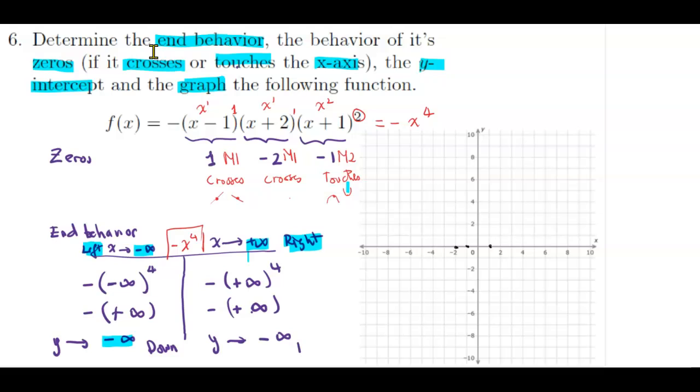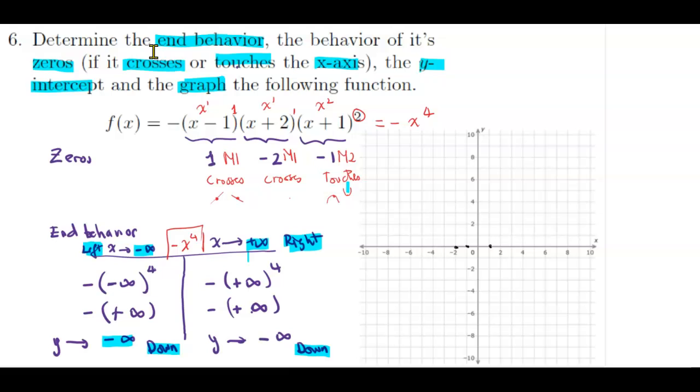And we know whenever y is heading to minus infinity, that's going to be down as well. So the conclusion is going left down, and going right down as well. Okay, so now how can I use this information here?